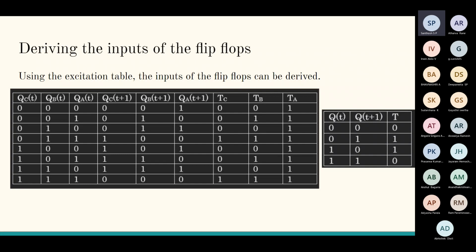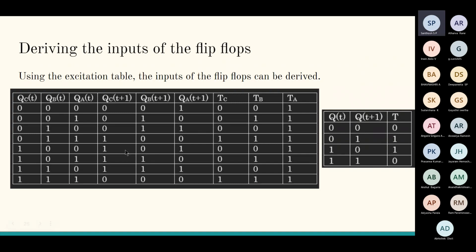Now we have seen the excitation table of the T flip-flop. This is the excitation table which we discussed a few slides ago. As we have 3 flip-flops, we know their present state and their next state. So using the present and next state, with the excitation table, we can derive the inputs of the flip-flops.